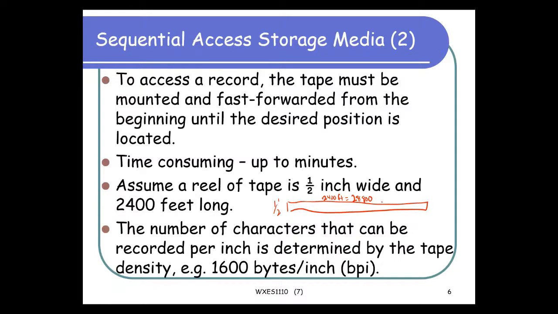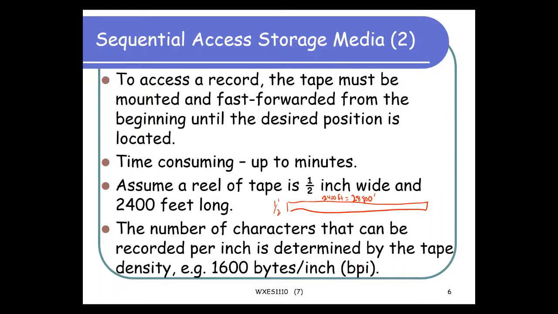If you do a calculation on inches, it is 28,800 inches, something like that. Just Google. The number of characters that can be recorded per inch is determined by the tape density. How many bytes, how many files can they save? For example, a certain magnetic tape has a capacity of 1,600 bytes per inch, or in standard terms we call it BPI, bytes per inch.